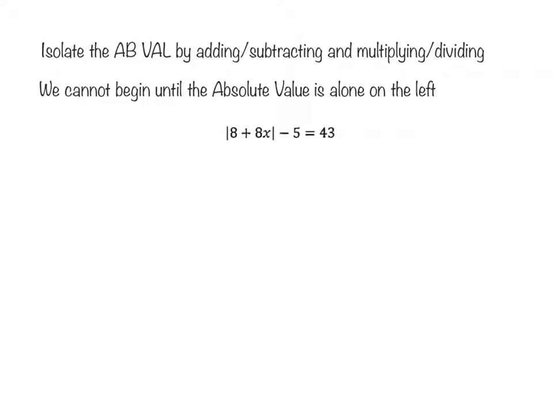So, this is very similar because I want to get the absolute value alone. How do I get rid of this negative 5? Add 5. So you're going to do that first. I am not going to split it up and write my 2 equations yet. Stay with me. Okay. 8 plus 8x equals 48.